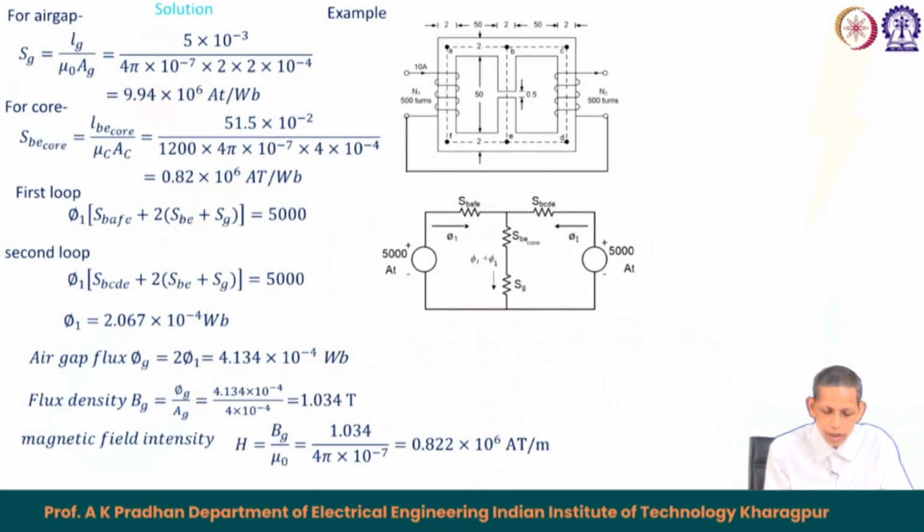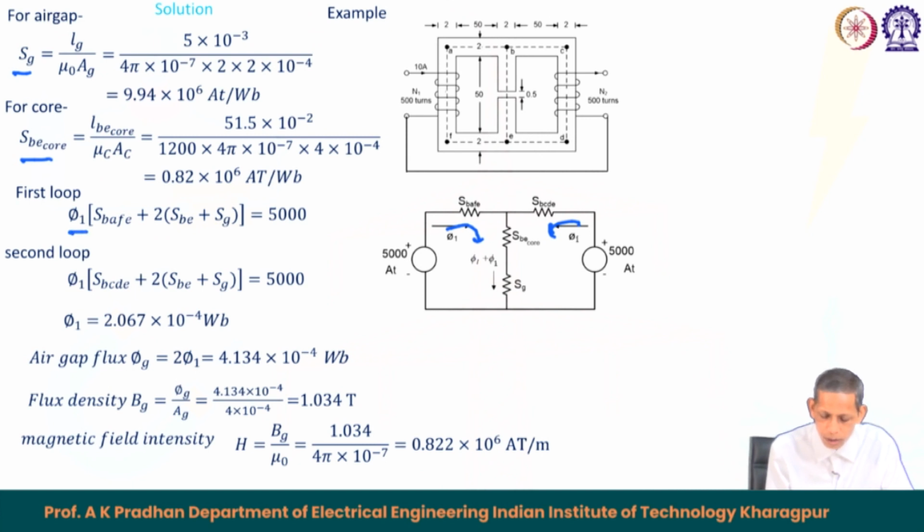Second, we find the air gap reluctance and the B core part, and then we added this corresponding reluctance path, and we got the corresponding reluctance path for the B to E section. Now, we consider two loops now. This is the first loop and this is the second loop, like electric circuit we do.